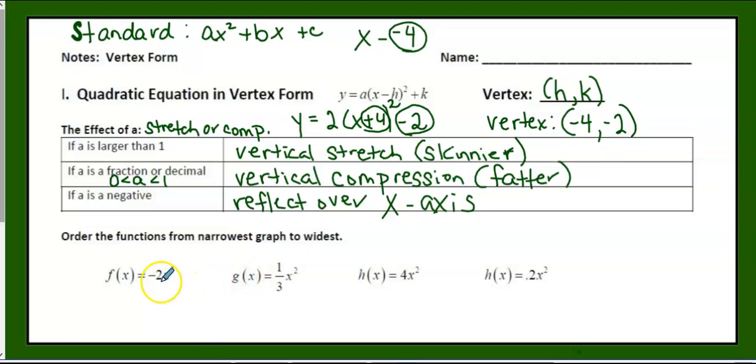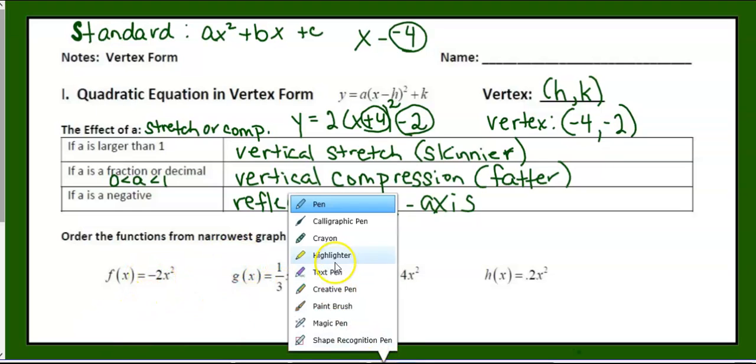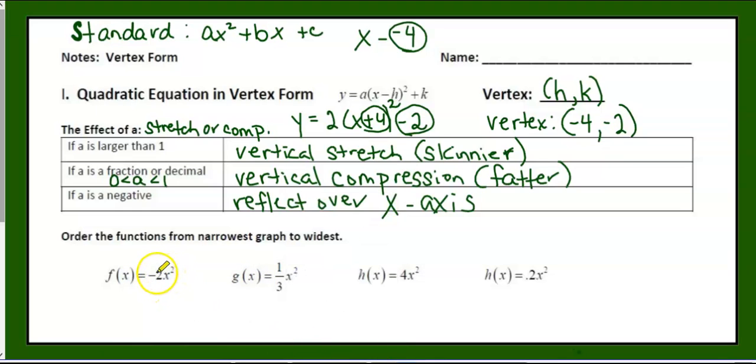Okay, let's look at these functions down here. Look at just the a value. Let me see if I can grab a highlighter. So the a values are -2, 1/3, 4, and then 0.2. Now let's think about what 0.2 means. 0.2 is a fraction. Most of the time you can just look at the a, and if it's a fraction, then you know it's fatter. 0.2 is the same as 1/5. So this a value is 1/5.